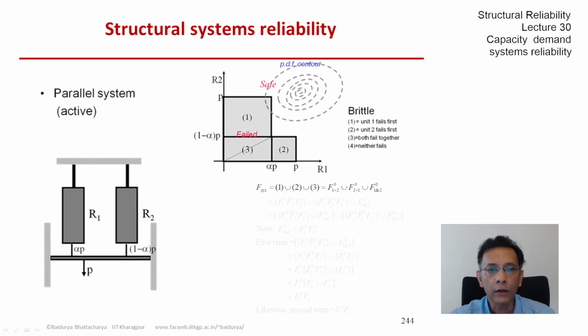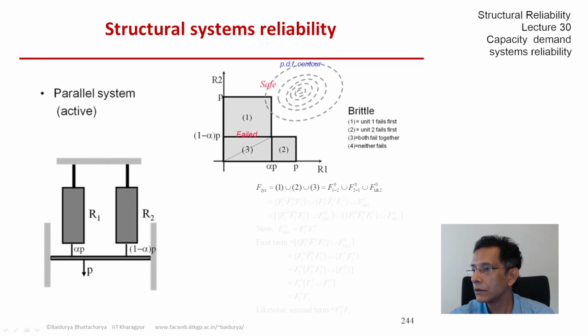The top block marked 1 gives the situation where unit 1 fails first, followed by unit 2. So R1 is not able to carry the load alpha P. So R1 is less than alpha P, and then because it's brittle, the entire load goes over to R2, the second member, and it's also not able to carry that load, so R2 is less than P. So together they define the region marked 1.